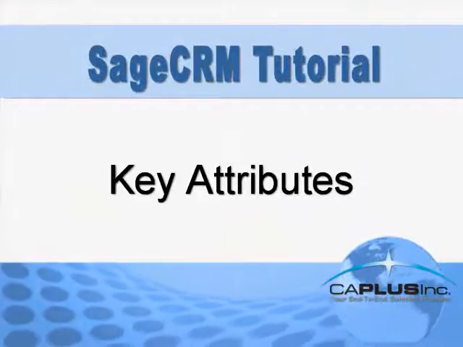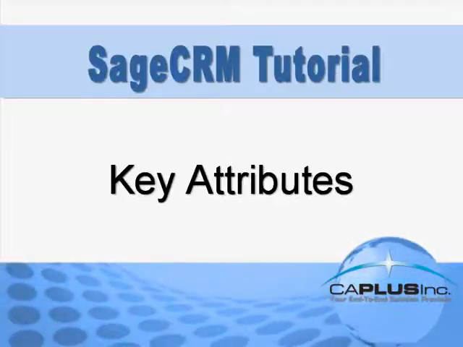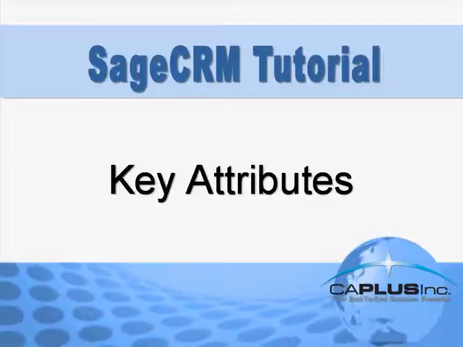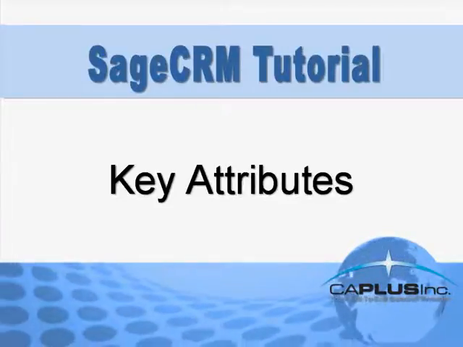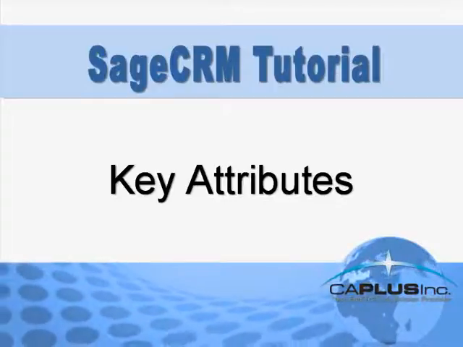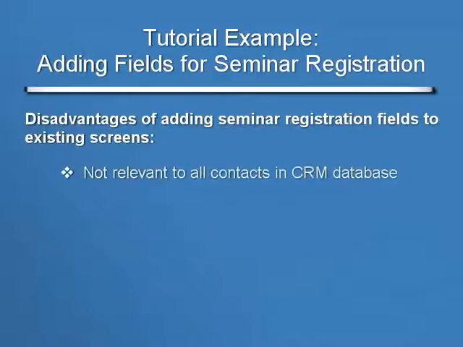Let's suppose that you're going to have a series of Lunch and Learn seminars for your customers, and you need to record whether they plan to attend as well as their lunch preferences. You could add new permanent fields for this information to your existing screens in SageCRM, but the fields would not be relevant to those contacts not invited to your seminars, and if the fields were updated for each subsequent event, you would lose your historical attendance information.